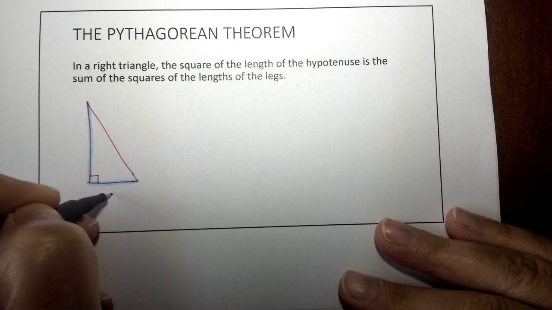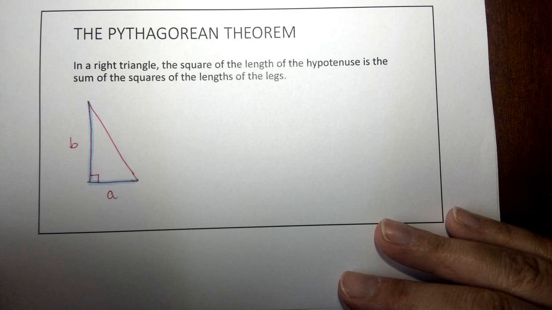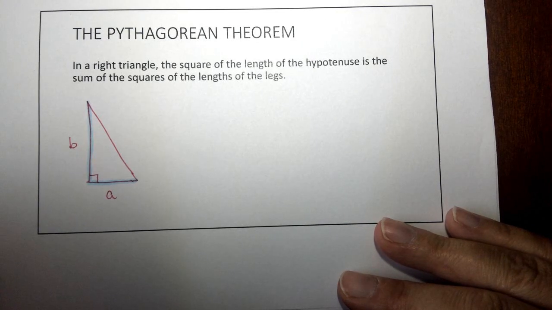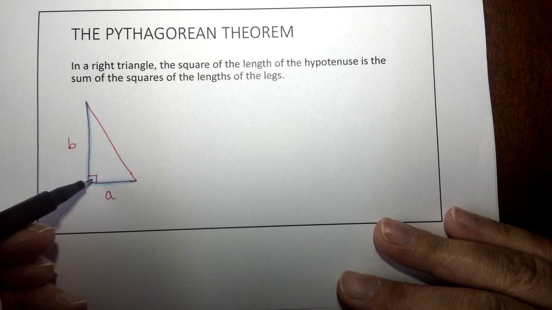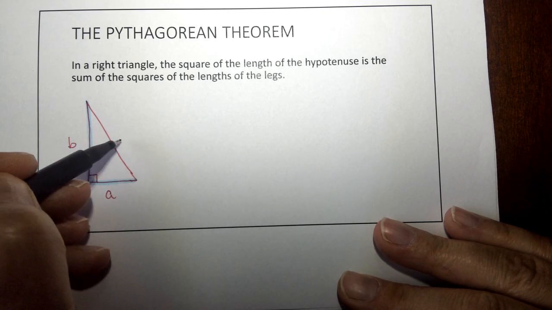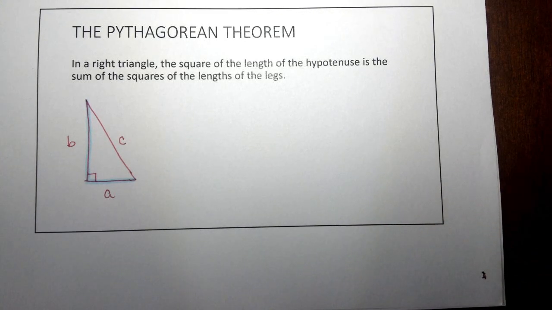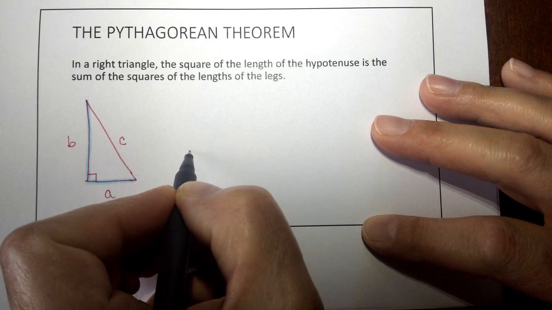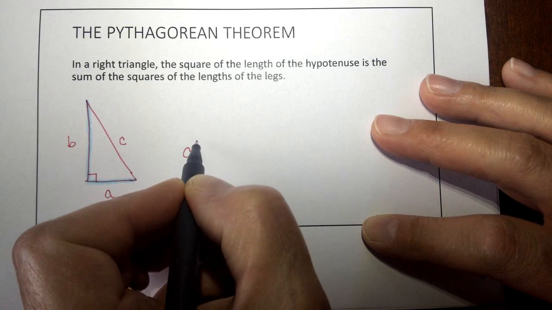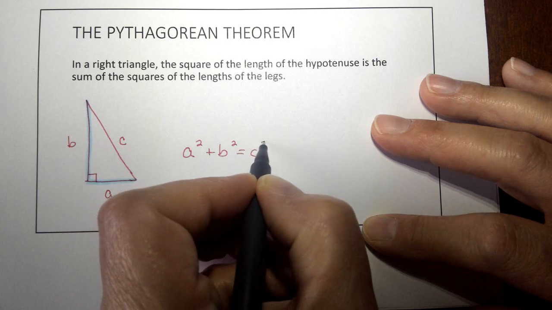We normally label those A and B for side lengths. Doesn't matter which one's A, which one's B, but the legs must be A and B. The hypotenuse is the longest side. It's always opposite the right angle, and we always call it C. And the Pythagorean theorem, you've seen it before in classes in the younger grades, is A squared plus B squared equals C squared.